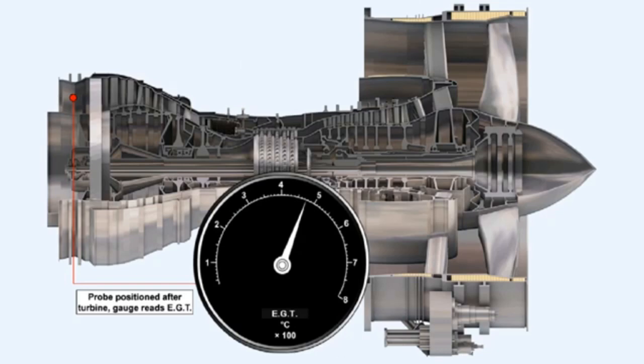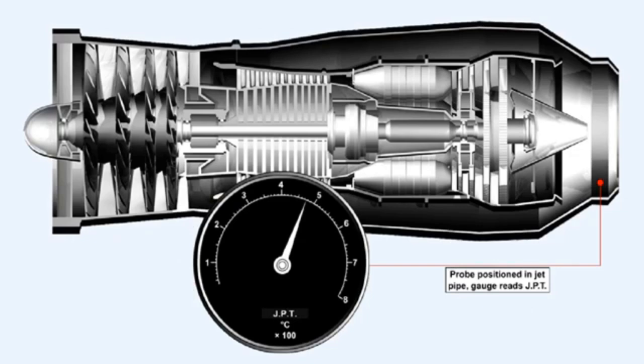On the type of engine where the temperature of the gas within the turbine is too high for the metal of the probes to stand it, the probes may be positioned after the turbine, and the gauge calibrated to read exhaust gas temperature, or EGT. On other engines, it may be found convenient to combine the temperature probes with the pitot probes, which measure exhaust gas pressure, P7. In this case, the gauges will read jet pipe temperature, or JPT.